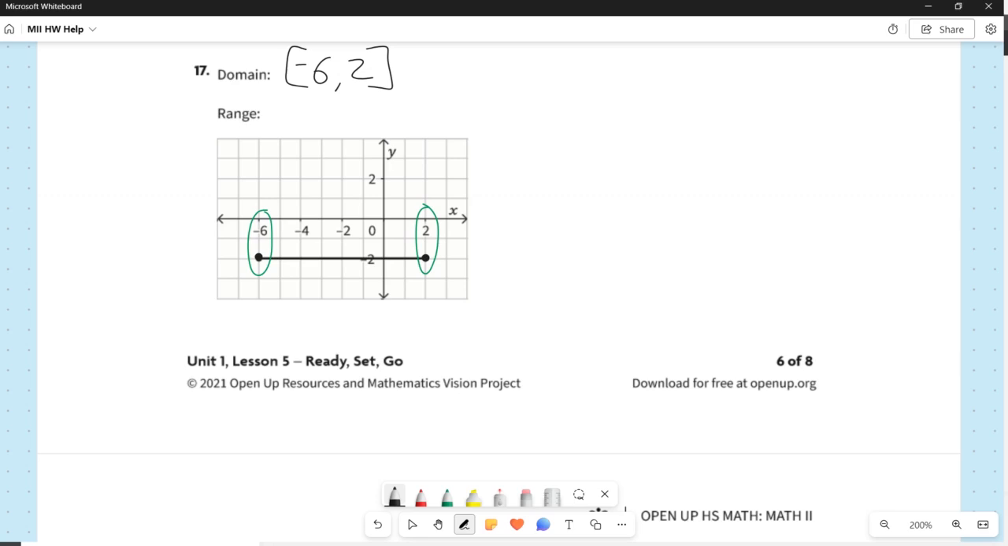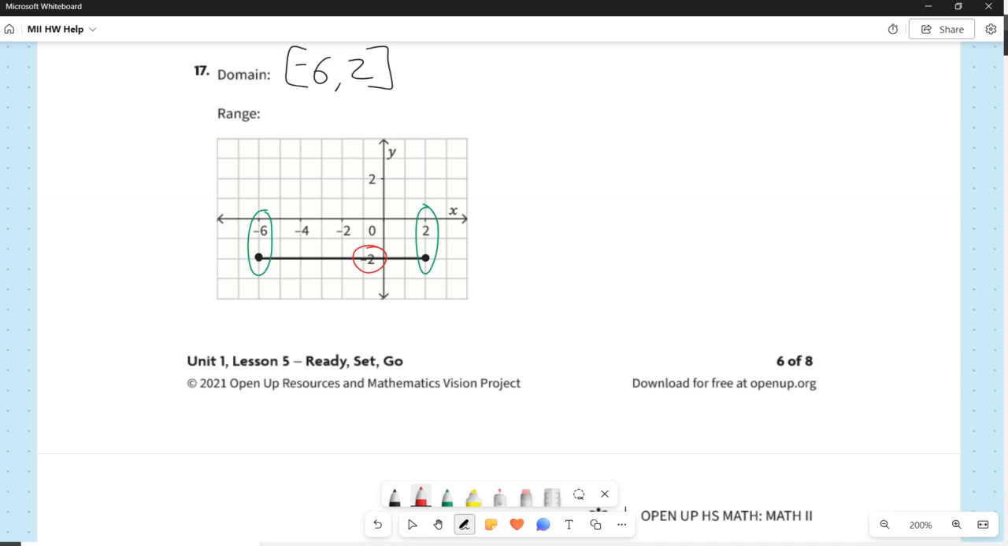For the range, our range is all of our acceptable y values, and we have a horizontal line in this case. So with a horizontal line, your y values don't really change. All of our y values are -2. So you can spend all day on this line here picking points, and every single point on this line has a y value of -2. Right? You plug in a 2, you get a -2. You plug in a -4, you get a -2. You plug in a 0, you get a -2.